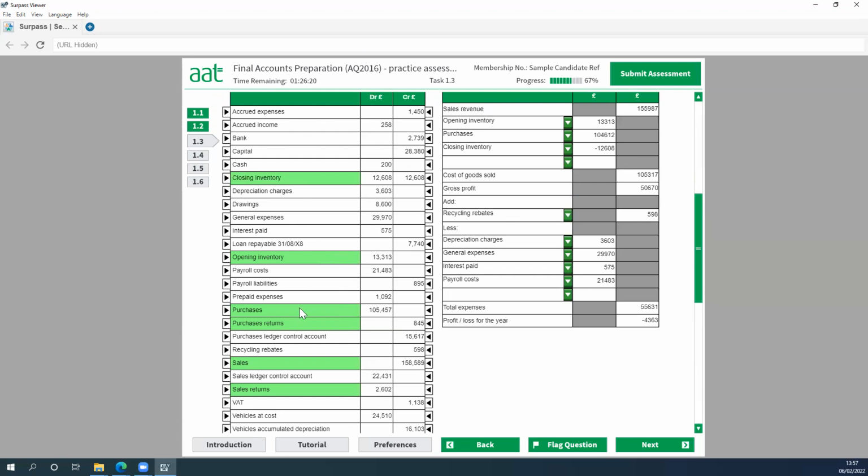So we've got this one here, the recycling rebate. We received £598 in recycling rebates. So I've just put that figure in there, okay?